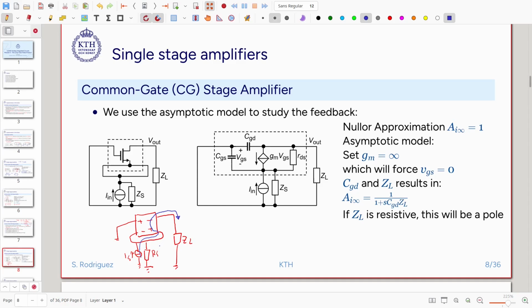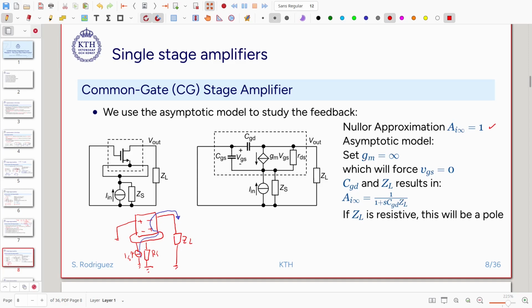Okay, and we can see here that this configuration works as a current buffer. And our nuller approximation tells us that the current gain is going to be equal to 1. Okay, so we will have current gain equal to 1, and now let's replace the nuller by a transistor small signal model, and we're going to do exactly the same as we did with the common drain.